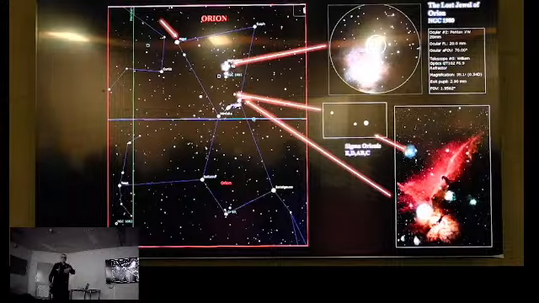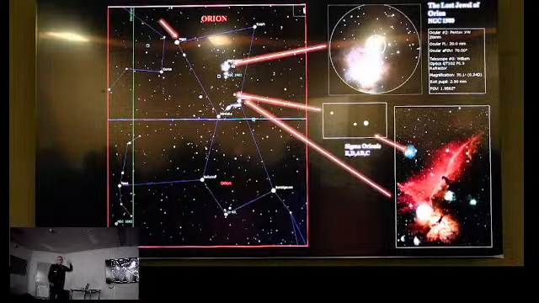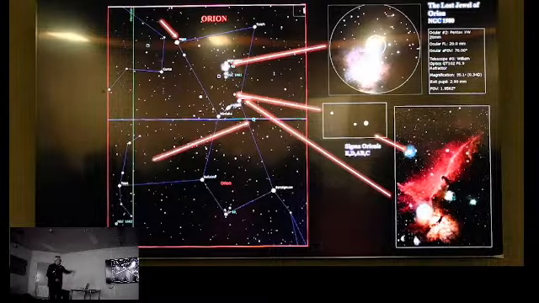And it's actually part of a bigger cluster, so it's hard to separate these from the rest of the cluster. There's a lot of stars in there.